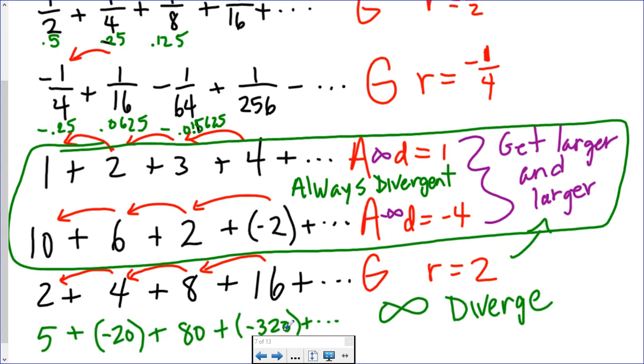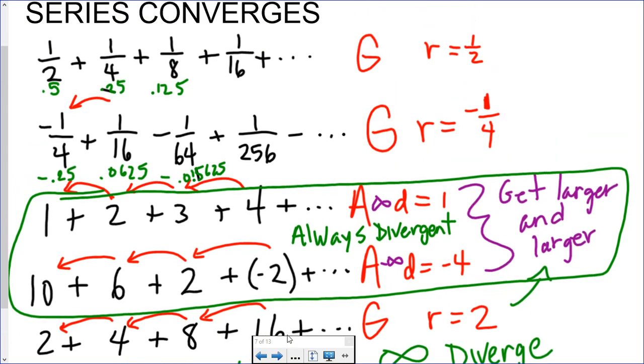So for geometric series where the terms are getting larger and larger themselves, we can't figure out a value. Go back to the ones up here. Once again, if we look at those, the terms are getting smaller and smaller.